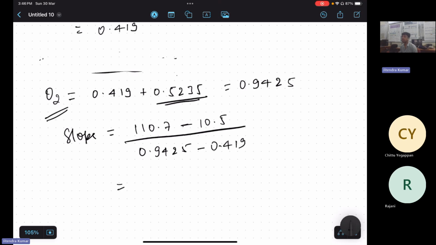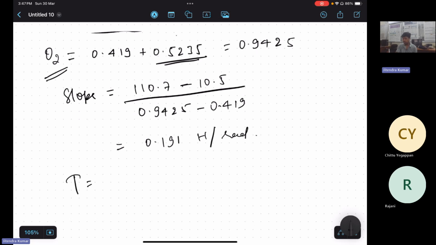It is coming 191, isn't it? But 191 millihenry, no, sir. So we convert into Henry, sir. Yes, so 191 into 10 to the power minus 3, so 110.7 minus 10.5 gives 0.191. Yes, sir. That one only we got. Henry per radian.